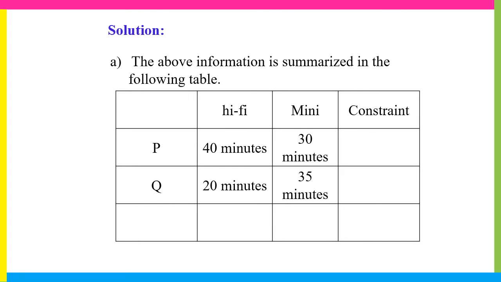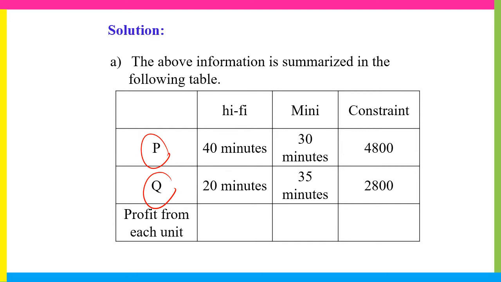Okay. And then what are the constraints? The constraint depends on the machine itself. So what are the constraints of the machine? Machine P has a constraint. Why? Because it can be used for 4,800 minutes only for a week. So this is the constraint. So maximum 4,800 minutes. And then for Q also, there is a constraint which is 2,800.